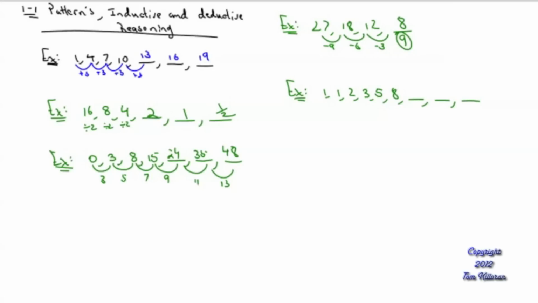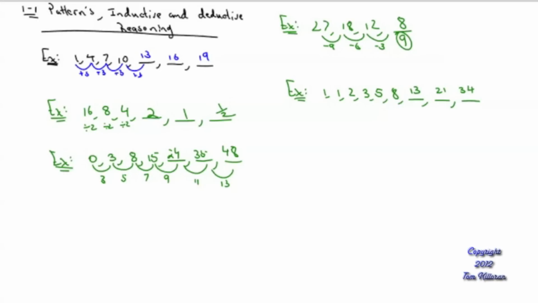1 plus 1, 2 plus 1 is 3. The next number is? 12. Good adding, 13. The next number is 13. The next number is? 21. The next number is? 34. How do you get it? Well, 1 plus 1 is 2. 1 plus 2 is 3. 2 plus 3 is 5. 3 plus 5 is 8. 5 plus 8. And so forth and so on.